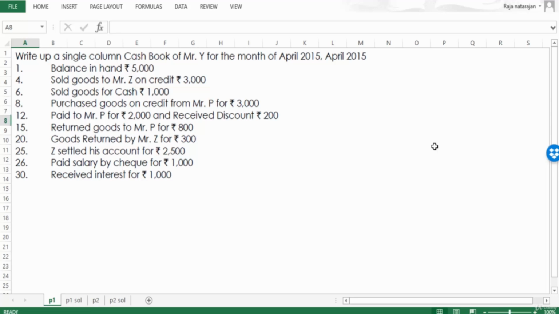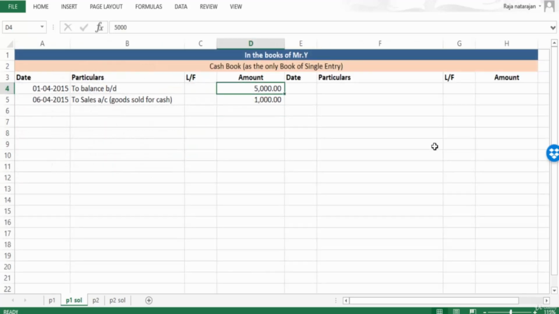Whereas on 12th, paid to Mr. P rupees 2,000 and received discount of rupees 200. Okay, so cash is going out. And who is receiving it? Mr. P is the receiver of benefit. So debit the receiver of benefit, Mr. P, and credit what goes out, cash is going out. Okay, so cash account will be credited on 12th May 2015.